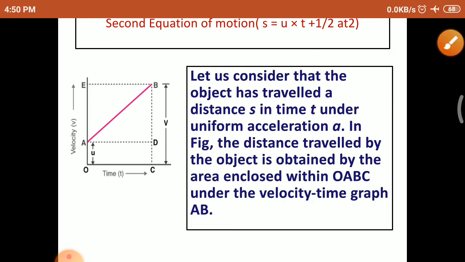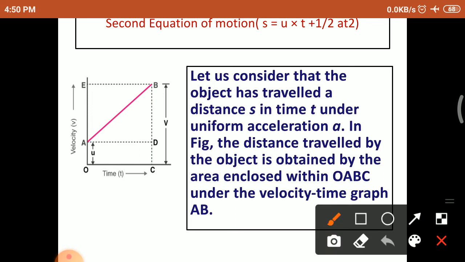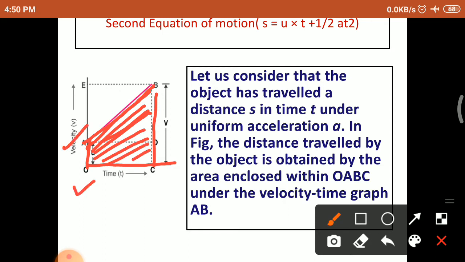See, we know that the velocity-time graph is used to find the distance traveled by the object. So here the object starts at A and ends at B. It takes the time t, so it covers this distance. So O, A, B, C is the distance traveled by the object. So how to calculate this distance traveled by the object?